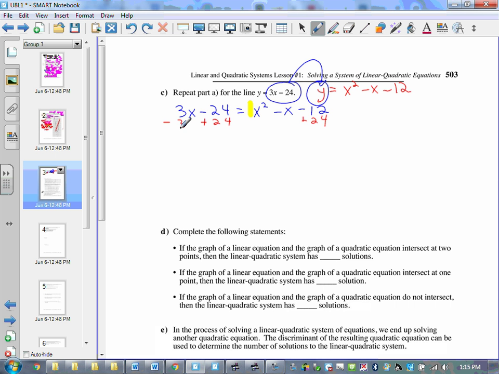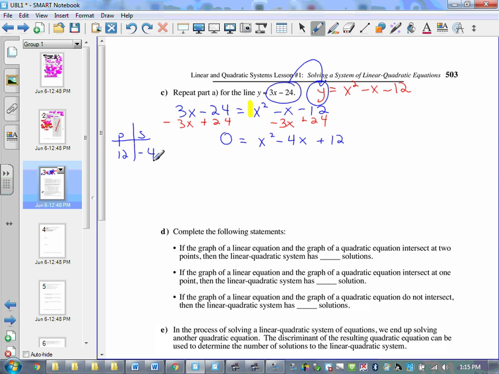We're going to minus 3x. On our left side, we should have a big old 0. On our right side, we're going to have x squared minus 4x plus 12. So what was our next step? Product sum. Product is 12. Our sum is negative 4.